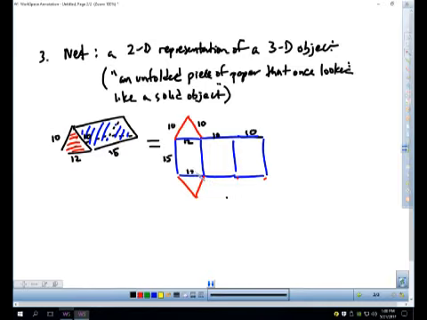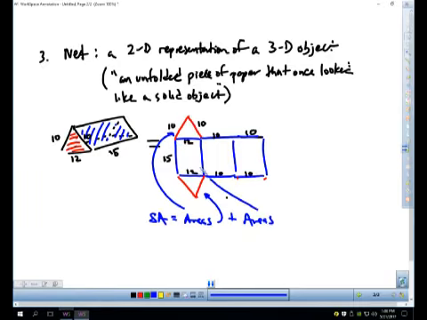And why would we use that? Well, the obvious reason is I can find the area of those pieces really easily, and then add all of those together, and that would give me the surface area. The surface area would just be the area of those blue rectangles plus the area of the two red triangles. So some people like nets because it's easier for them to see all the faces that they need to find the areas of. I'm not a huge fan of nets, but I can certainly understand why some people like them.